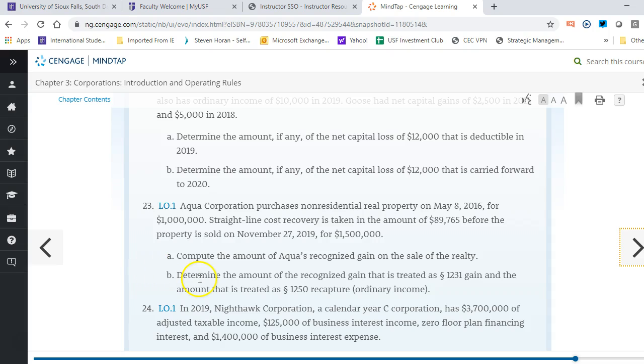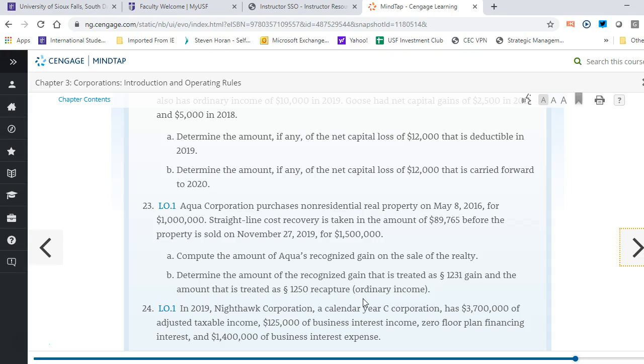Then for part B, determine the amount of the recognized gain that's treated as Section 1231 and the amount treated as Section 1250 recapture of ordinary income. Okay, for part B, since we have 2 different types of gains here, 1231 and 1250, let me just read you the rule here, then we'll do a little exercise in Excel that'll hopefully make it have more meaning.